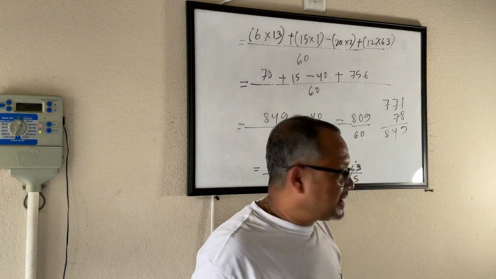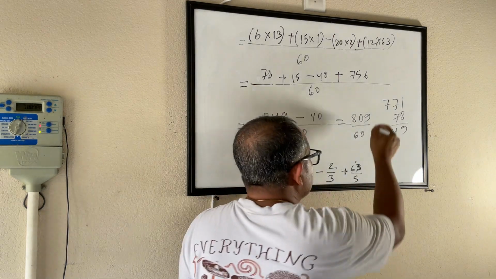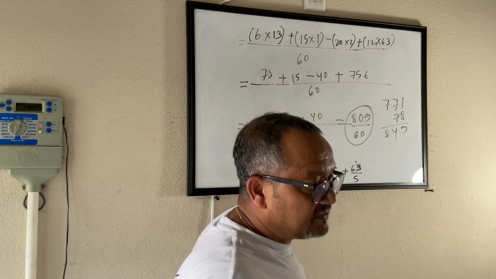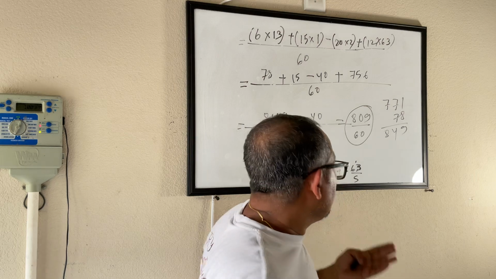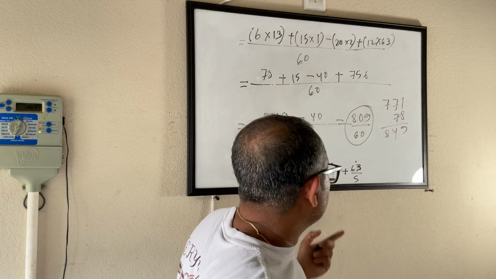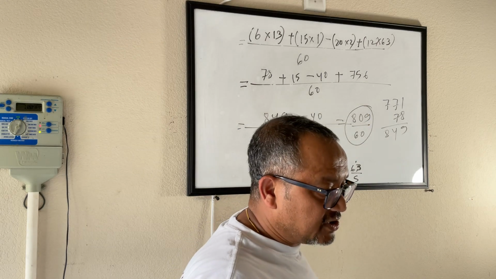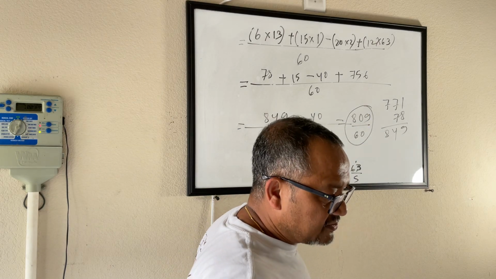I don't think I can divide it any further. So this is the value I got. Now it's an improper fraction. If you want to convert this into a mixed number, you can do that, or you can convert to a decimal using the chicken egg story. Any which way is okay.